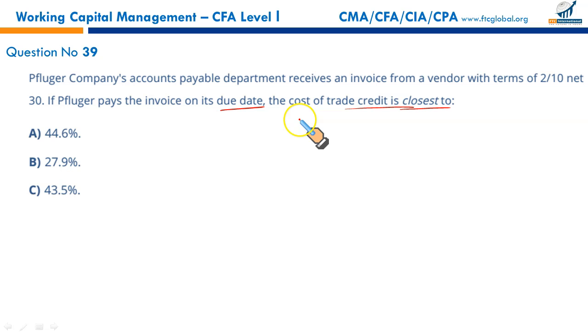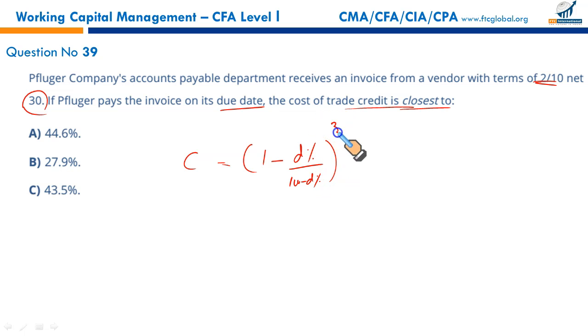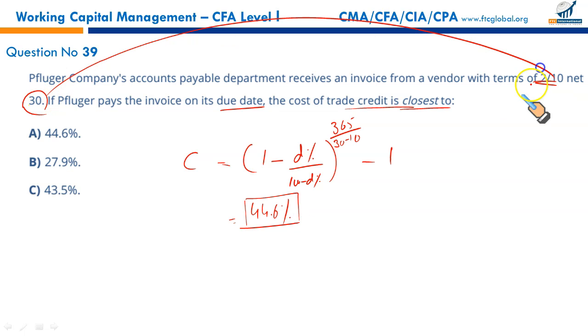Since you have given up the discount, you paid the amount on the due date, not within the discount period. So there is a cost of not taking discount. The cost of not taking discount is calculated using this formula: 1 plus discount percentage upon 100 minus discount percentage raised to the power 365, or the days in year to be considered upon the payment period minus discount period, minus 1. If you simplify all of these numbers, you should get 44.6%.